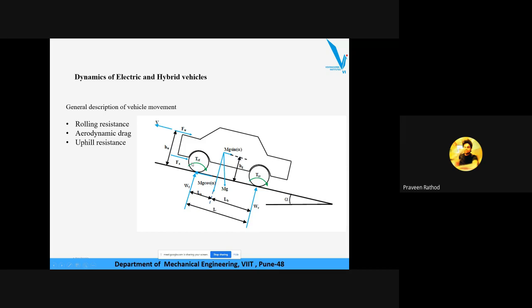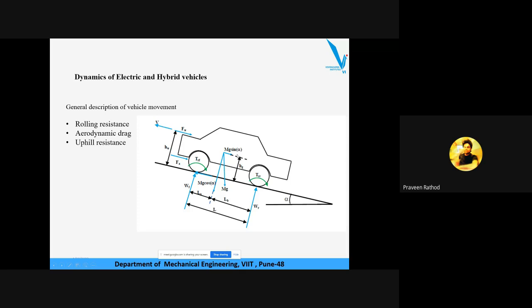There are two forces acting here at the tire. One is the rolling resistance, which can be treated as TR. So TRF and TRR are the rolling resistance acting at the front tire and the rolling resistance acting at the rear tire. These are the two forces acting. The mass of the vehicle acts at a height of hg.